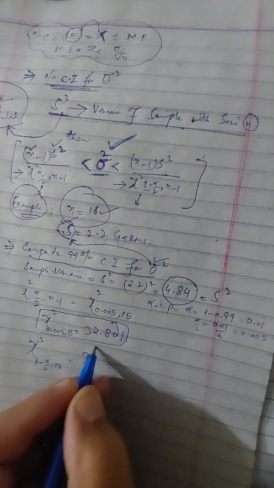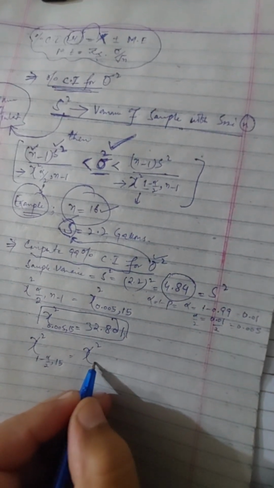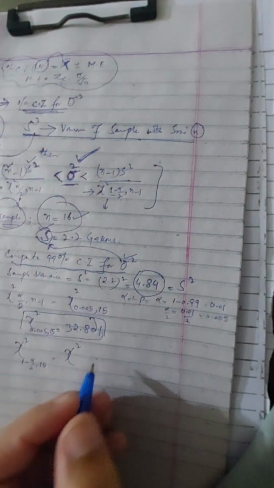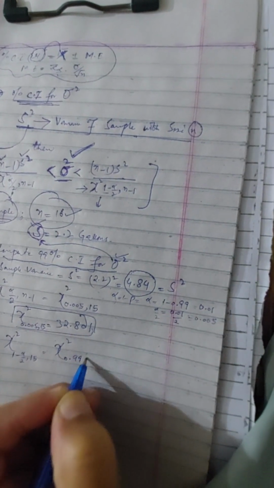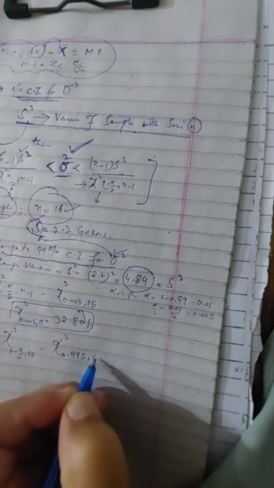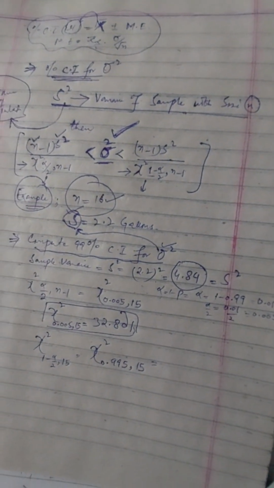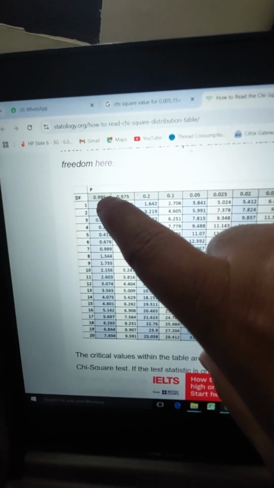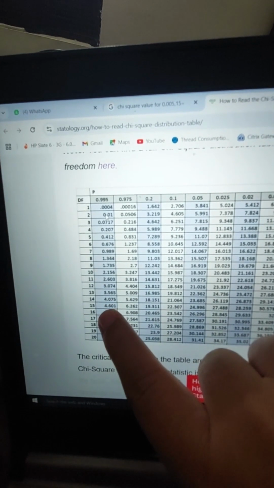So the chi-square value for 1 minus alpha by 2 and 15: 1 minus alpha by 2 is equal to 1 minus 0.005, so it will give us chi-square of 0.995 and 15. Looking from the table, this is the P level that we want, and we want it for 15, which gives 4.601.